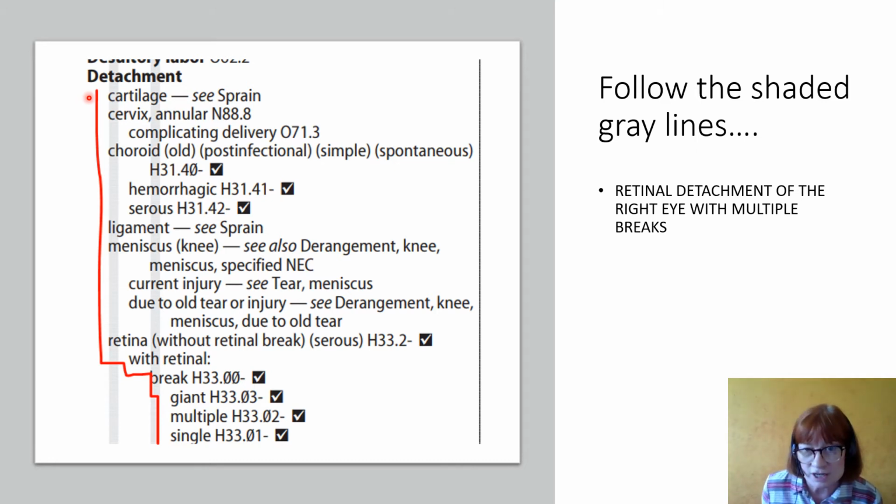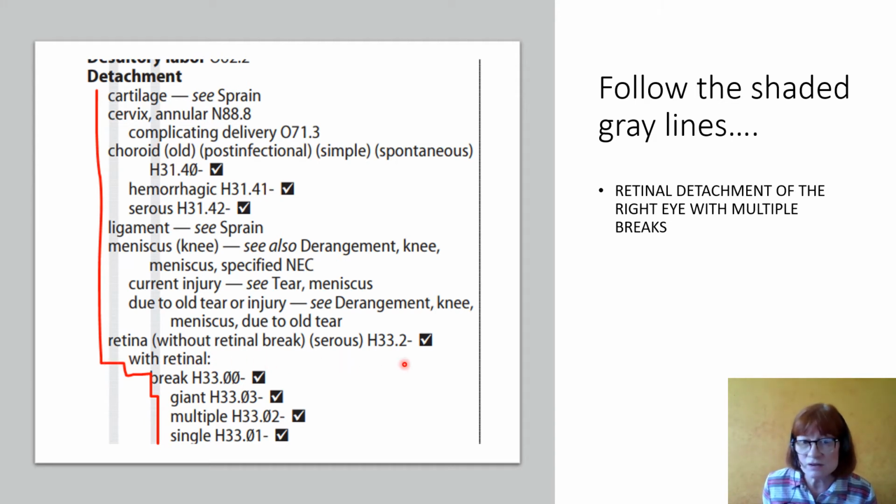Let's go back up to detachment. You'll notice that the subterms are in alphabetical order at every level of indentation. This first shaded gray line is important. We have to find a subterm that matches our diagnostic statement at this first shaded gray line. It's not just reading words willy-nilly. It's one step at a time. I don't know what's going to come first. So I'm going to follow my shaded gray line, and I see retina, retinal. Okay, looking pretty good.